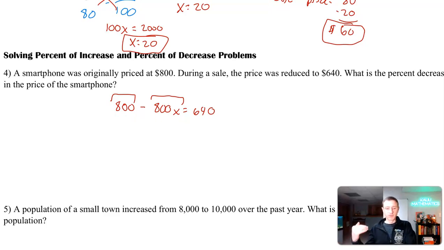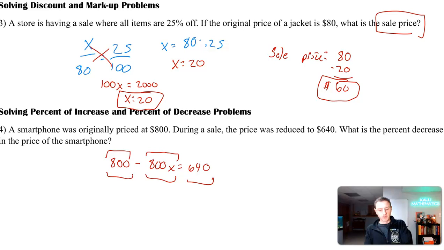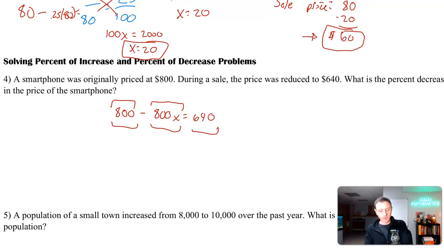What if it was 25% off? I have an 800 price, I take off 25% of 800, and then I'd get my total price. Just like how we did here. In this last problem, we did the sale price minus 25% of 80 to get that $60. Same concept, but it's a little bit more involved because we have to solve an equation now. So now we're solving an equation.